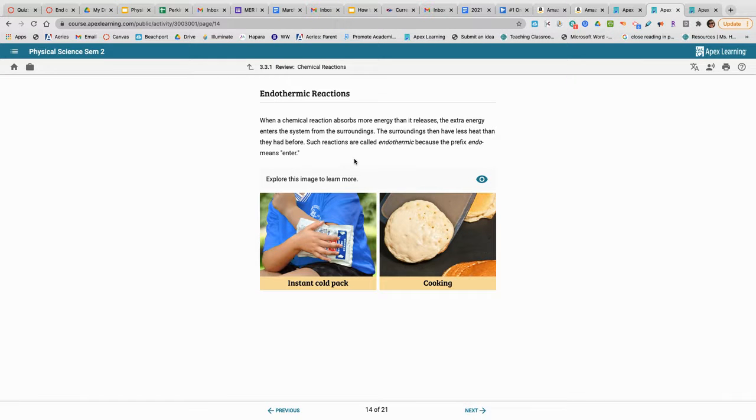This is where energy is absorbed, like in an instant cold pack or in cooking. Energy has to be provided and the chemicals have to absorb that energy to form the product because the product is less stable than the reactants. So in order for the products to form, you have to give it extra energy. It has to absorb that energy. So why does this get cold? Because it absorbs the heat energy from its surroundings. And so the surroundings will feel colder.